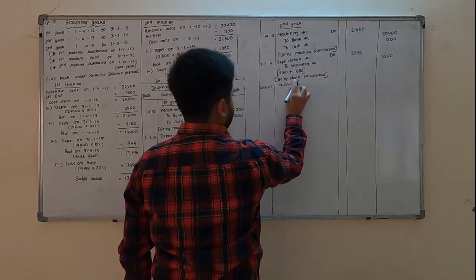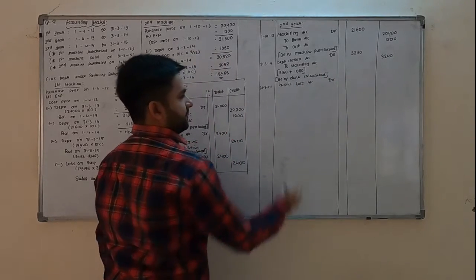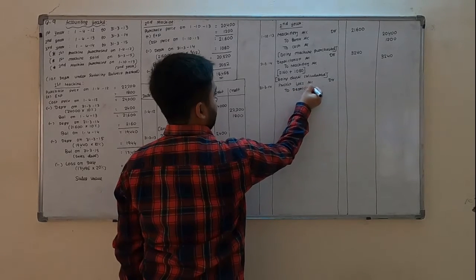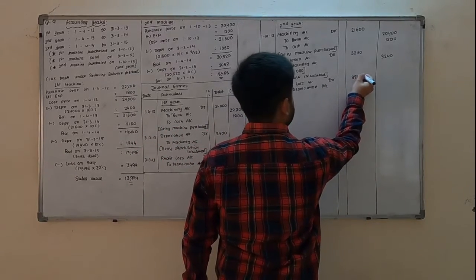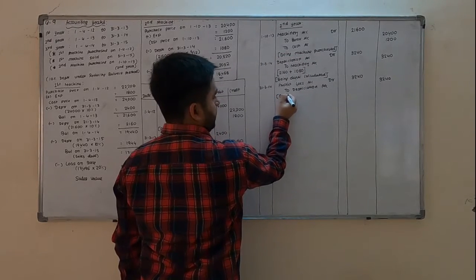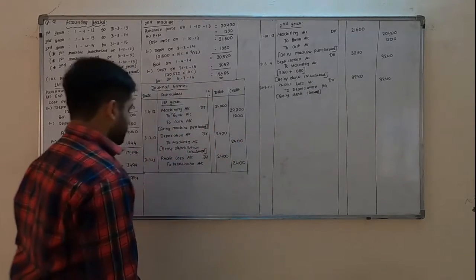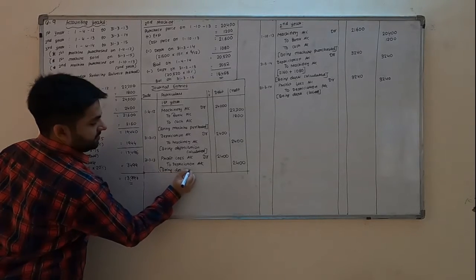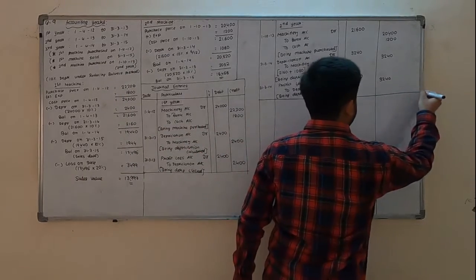And at the end of this year, we will close the depreciation. So, profit loss account debit to depreciation account. And the amount 3240. Being depreciation closed. Here also I forgot. Being depreciation closed. Okay, so second year is also completed.